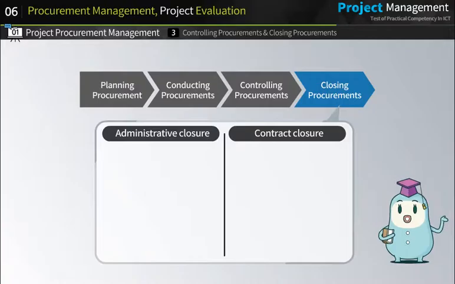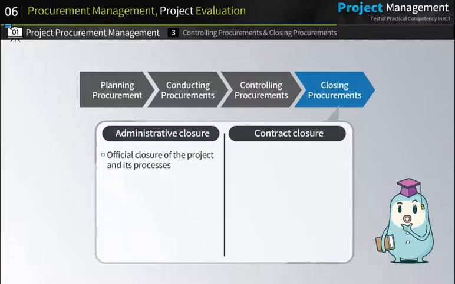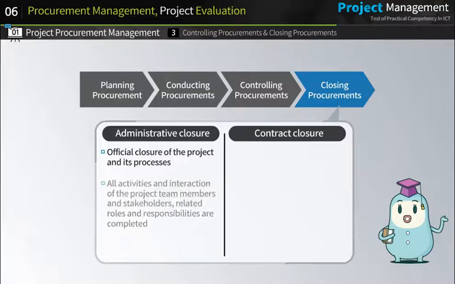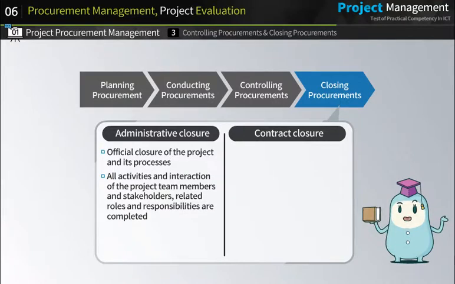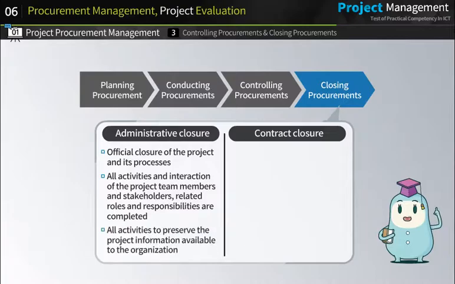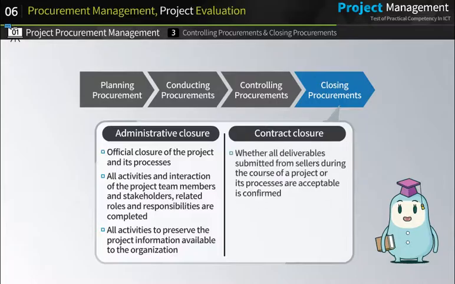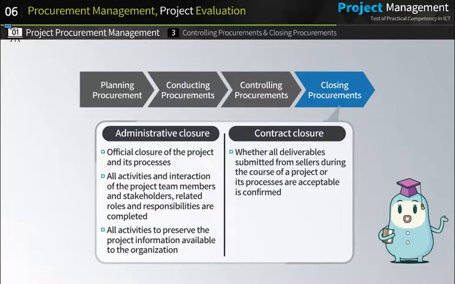The project closure can be divided into administrative closure and contract closure. The administrative closure means the official closure of the project and its processes. To that end, all activities and interaction of the project team members and stakeholders and related roles and responsibilities shall be completed. It also involves all activities to preserve the project information available to the organization. The contract closure is the process of confirming whether all deliverables submitted from sellers during the course of a project or its processes are acceptable and paying the balance.